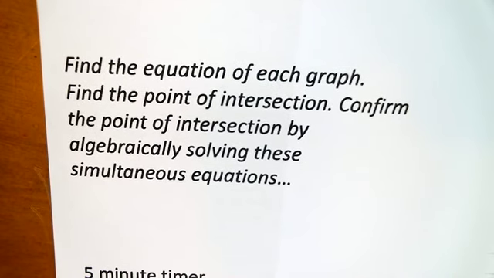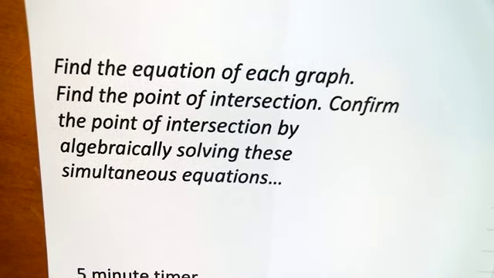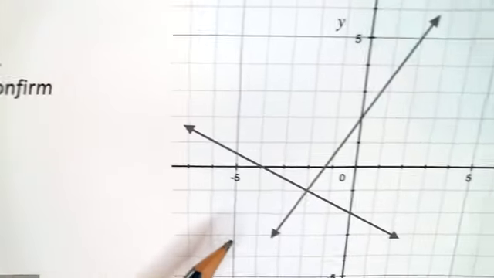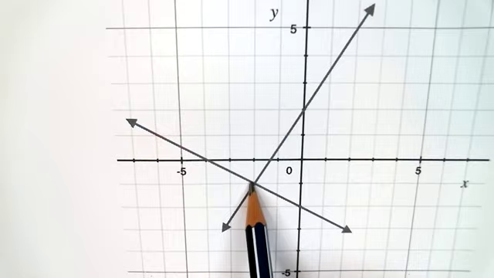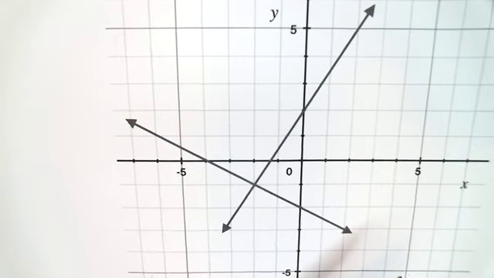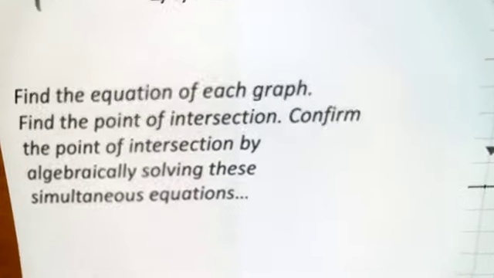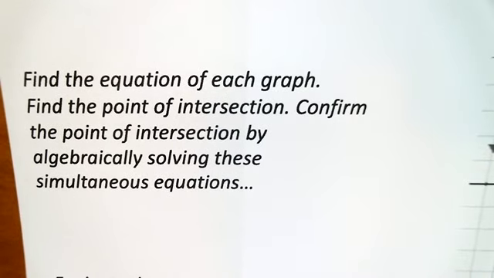For this task, we're going to find the equation of each graph. We've got two graphs, and they intersect at a certain point. We can see where the point is, so we can identify it just by looking at it. It says find the equation of each graph and find the point of intersection. By finding the equation of each graph, we can confirm the point of intersection by algebraically solving these as simultaneous equations.